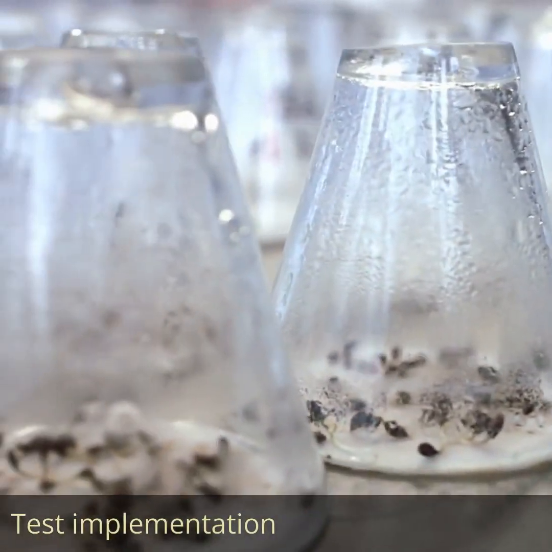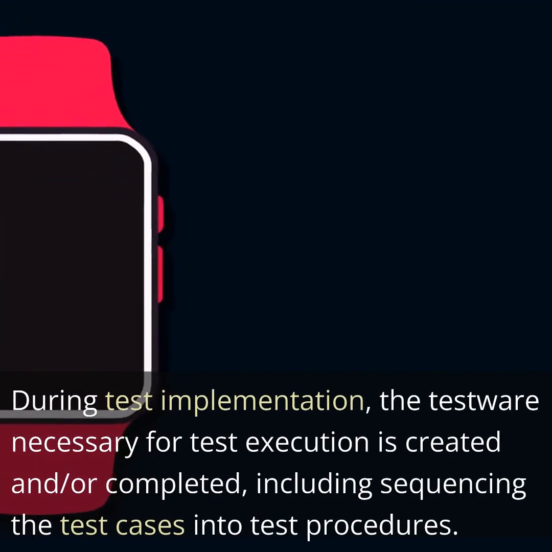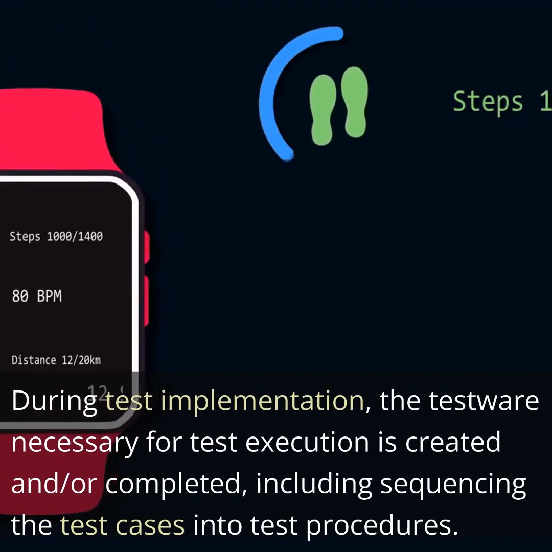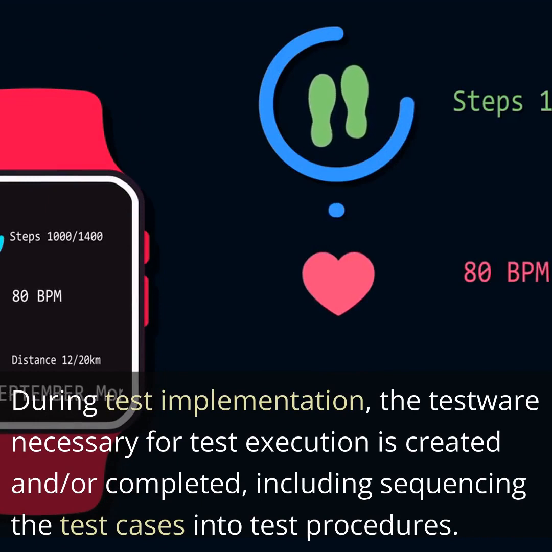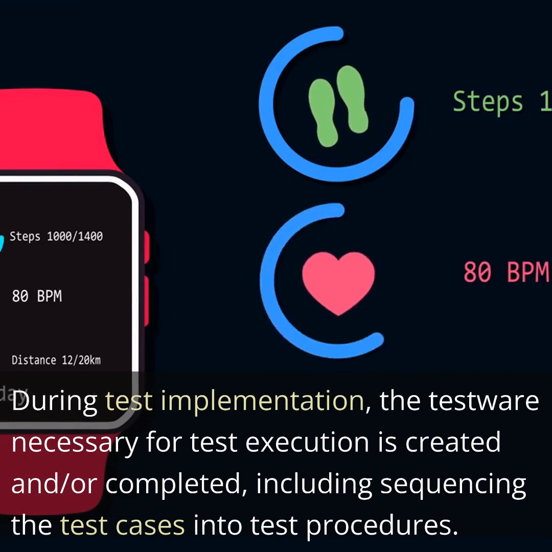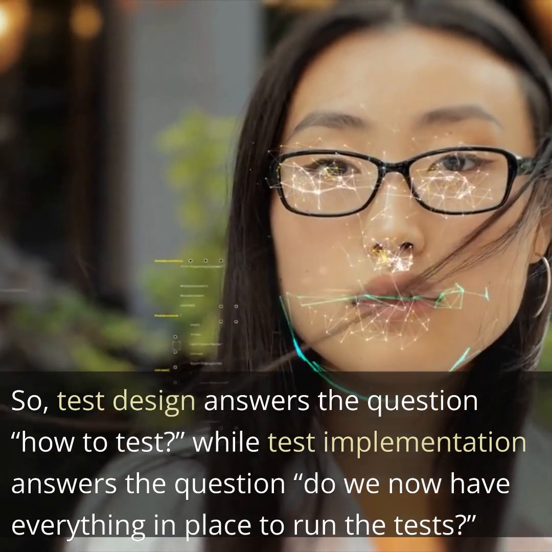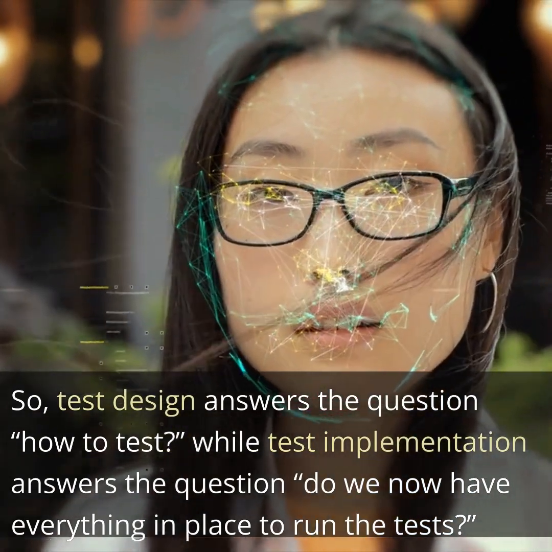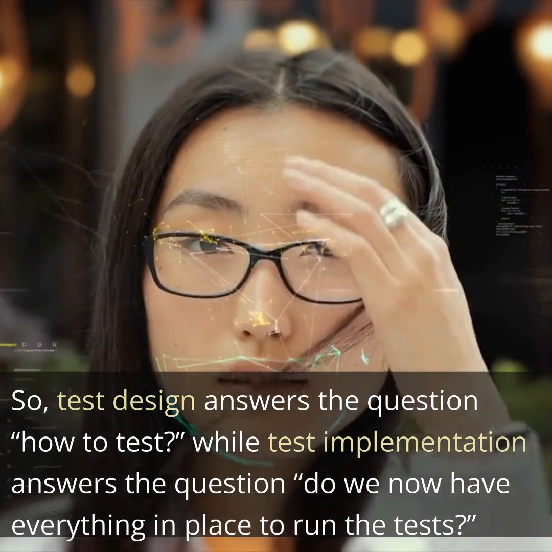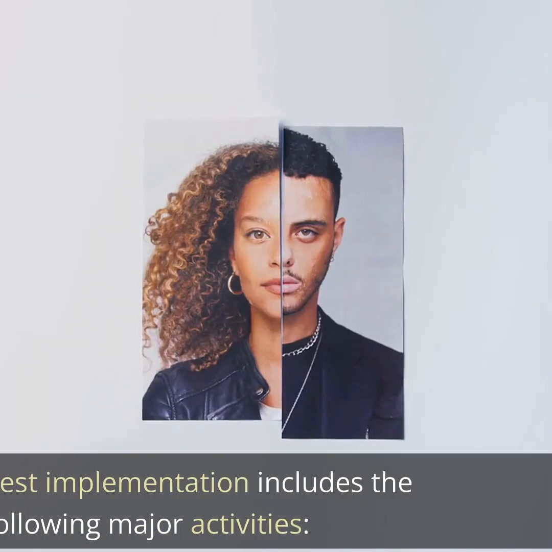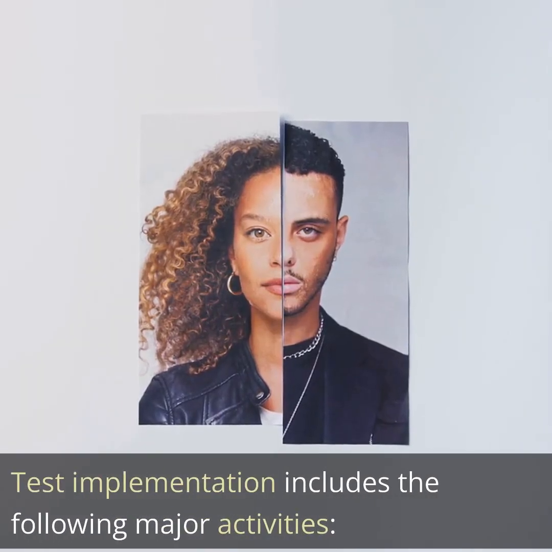Test implementation. During test implementation, the testware necessary for test execution is created and/or completed, including sequencing the test cases into test procedures. So, test design answers the question, how to test, while test implementation answers the question, do we now have everything in place to run the tests? Test implementation includes the following major activities.